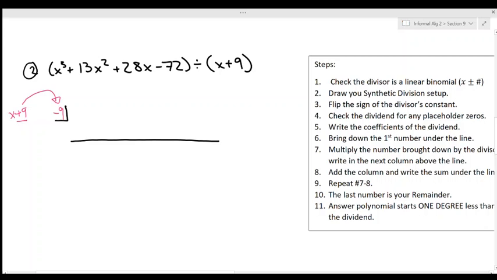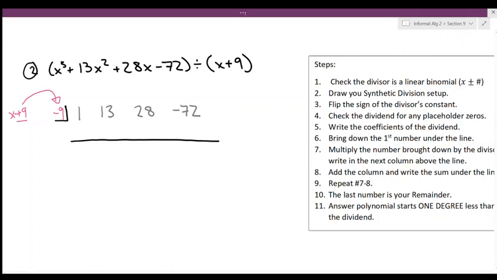Now we're going to check our dividend for any 0 placeholders it needs. If we start with an x to the third, we need an x squared, and we have that. Then we need an x. We also have that. Then we need a constant. We have that. So we're good. Now we're going to write out the coefficients of our dividend. The number in front of x to the third is a 1. The number in front of x squared is a positive 13. The number in front of my x is a positive 28. And my constant is a negative 72. Don't forget that minus sign. All right, here we go.